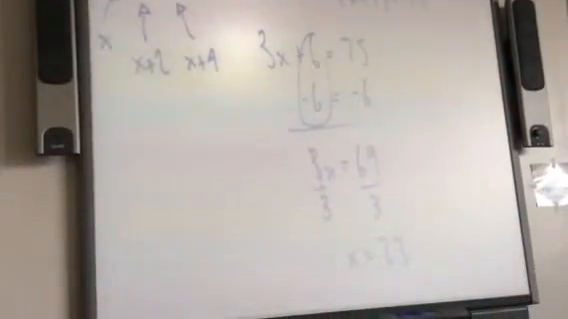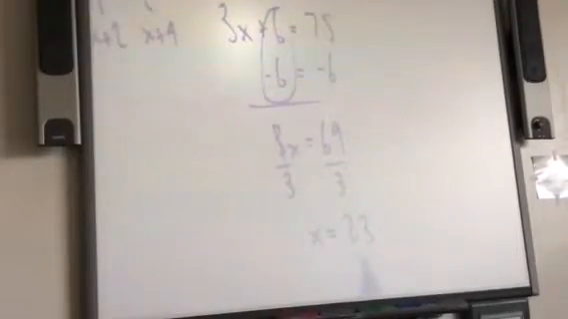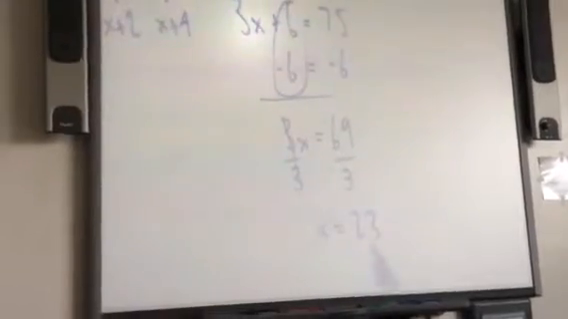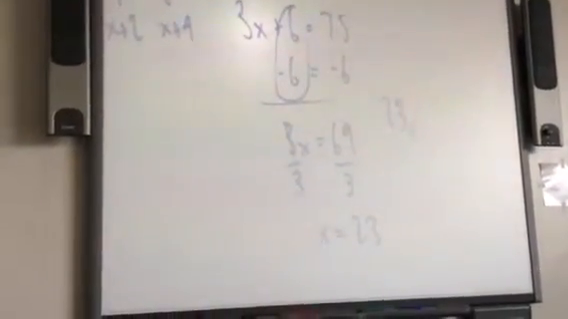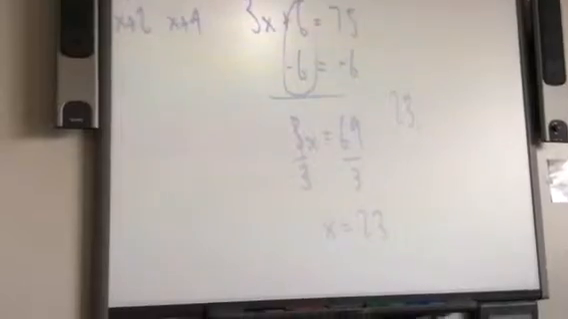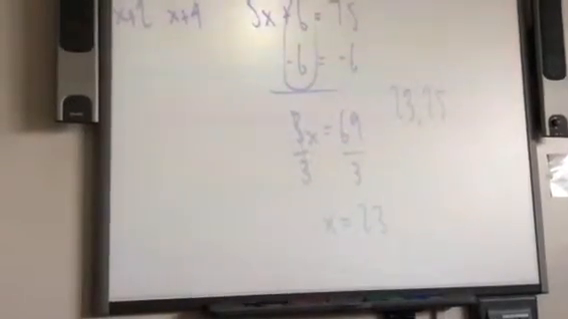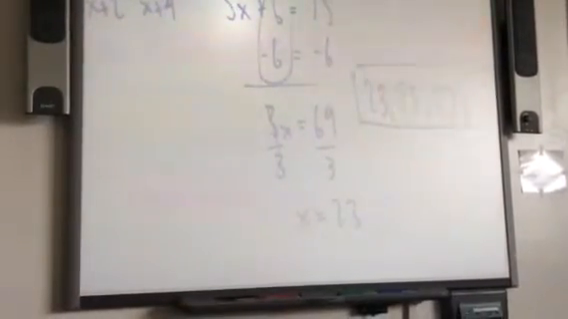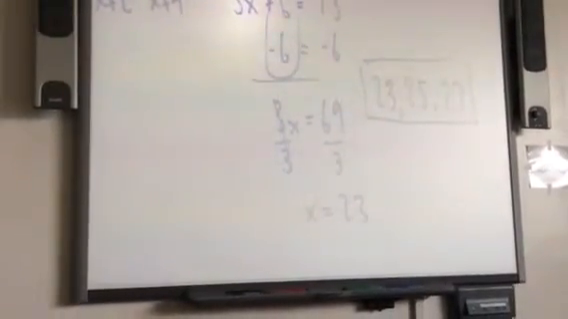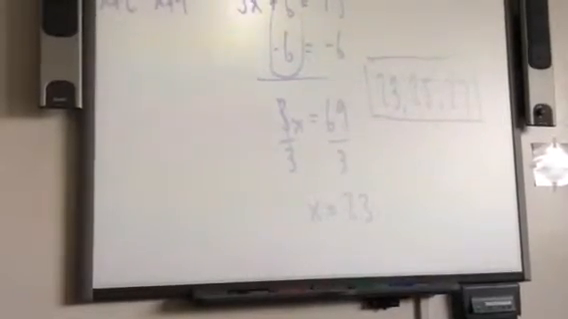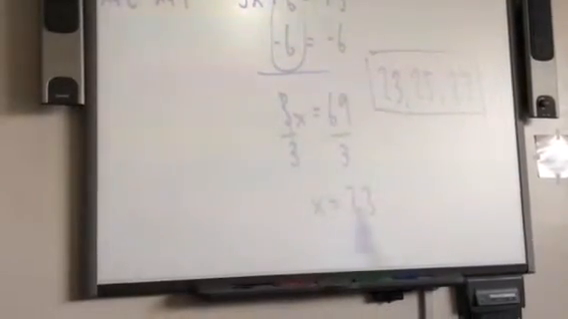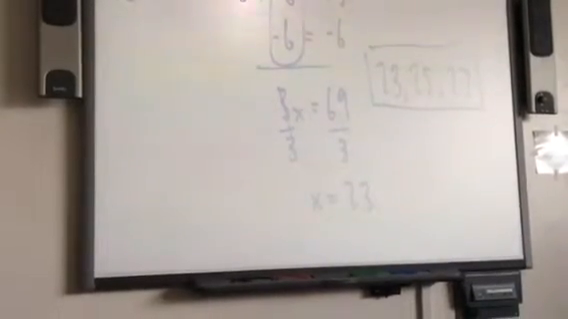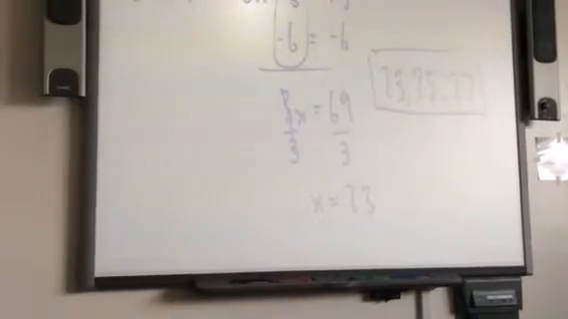So x is 23. That's not the answer, though. This is just telling us what the first of those 3 numbers is. What's the next odd number after 23? 25. And then the next after 25 would be 27. So those 3 numbers, if you check them, if you add them up, you would see they add to 75. All right, so x is not the answer. The answer is the 3 consecutive odd integers. That's what the question was asking. What are those 3 integers? Well, they are 23, 25, and 27.